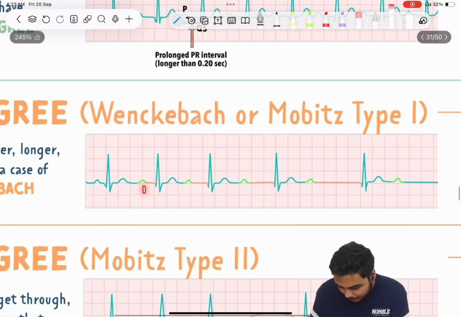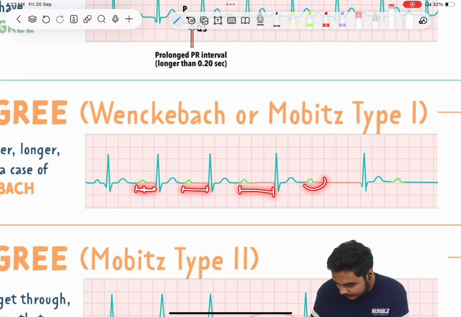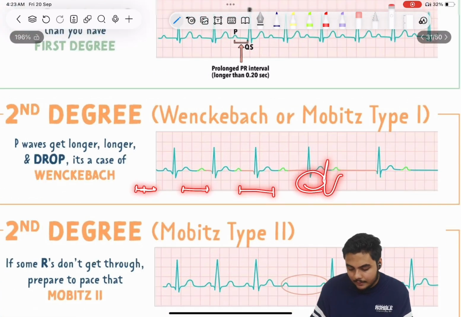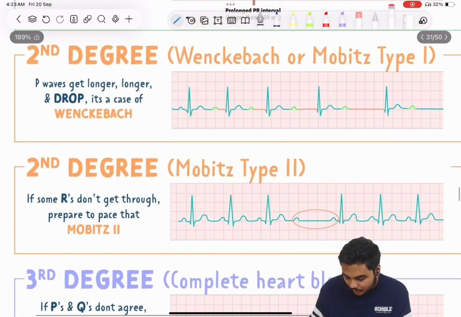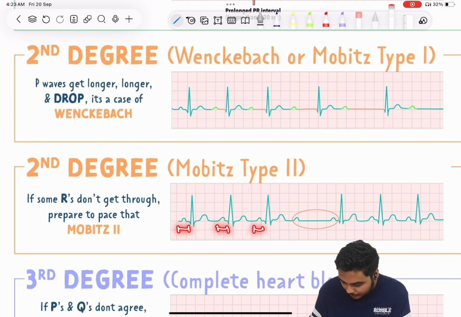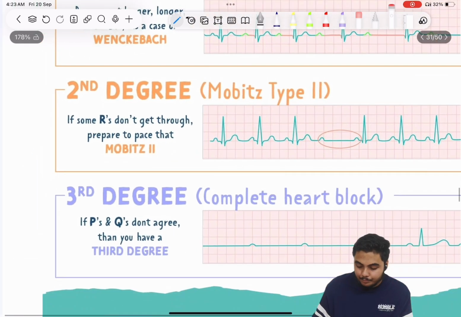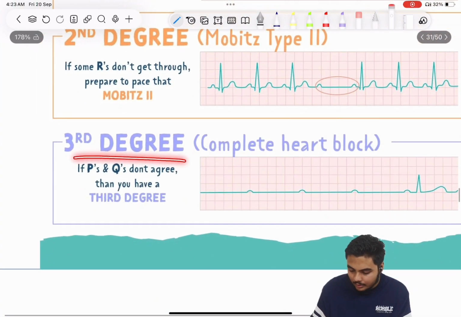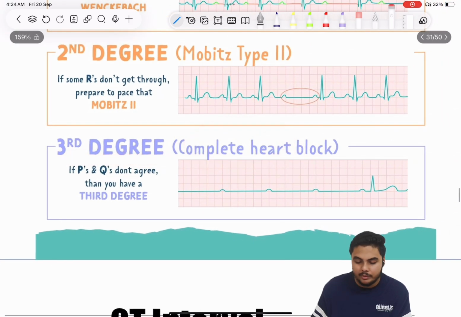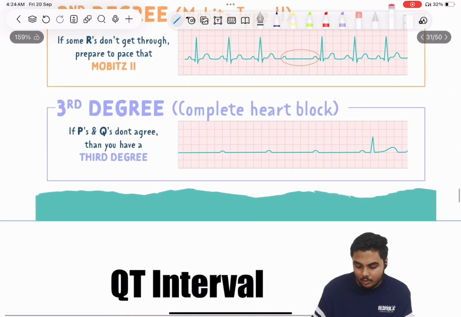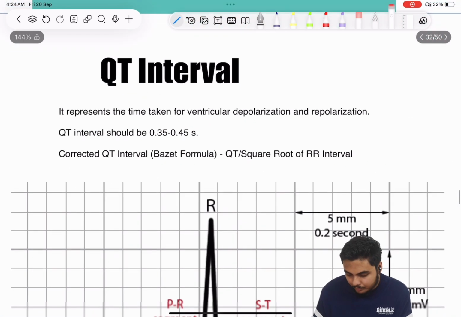I told you the PR interval is progressively increased until a beat is missed, right? And in type 2, we saw there was a constant PR interval, right? But a beat is missed. And in the third type, we see complete heart block. There is no coordination between atria and ventricle, both contract on their own, right?